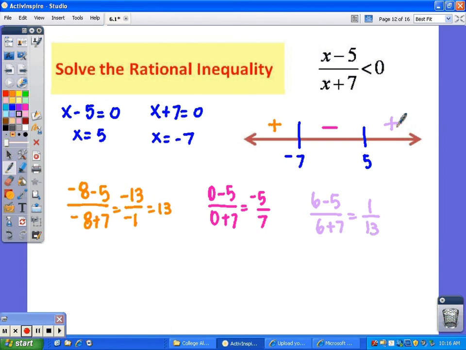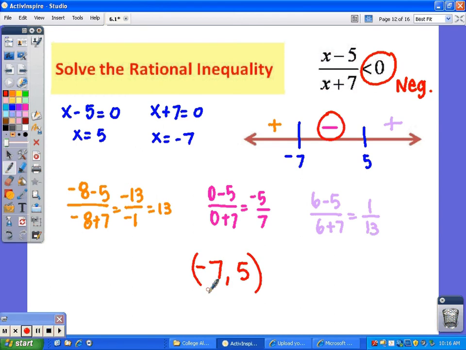So by doing the sign test, we know everything. If we take an x value to the left of -7, we would get a positive answer. If we plug in x values between -7 and 5, we would get a negative answer. And if we plug in x values bigger than 5, we would get a positive answer. Now, looking at your question, they are asking for where this is less than 0. Less than 0 is negative, so that's going to occur in the second interval, in between -7 and 5. So we would write this as -7 to 5.